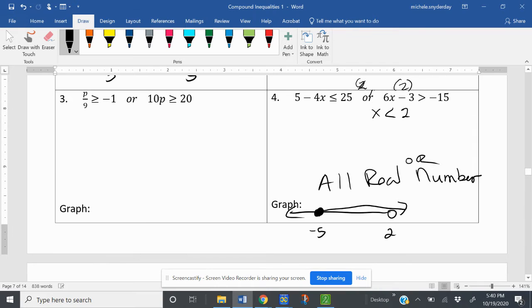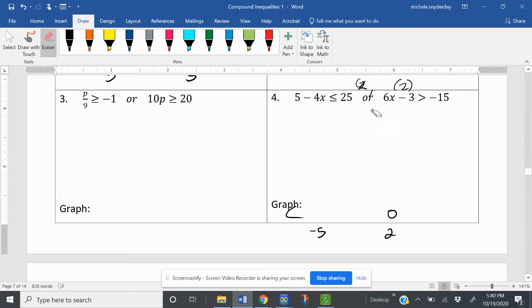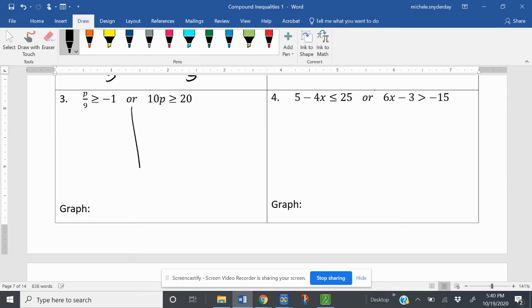Examples 3 and 4. And I'll get rid of my work that came down with me. I don't know why. All right, here we go. Two quick ones. We've got p divided by 9 is greater than or equal to -1. The opposite of dividing by 9 is to multiply both sides by 9. The 9's go away, and we have p is greater than or equal to -1 times 9, which is -9. Second side, 10p is greater than or equal to 20.